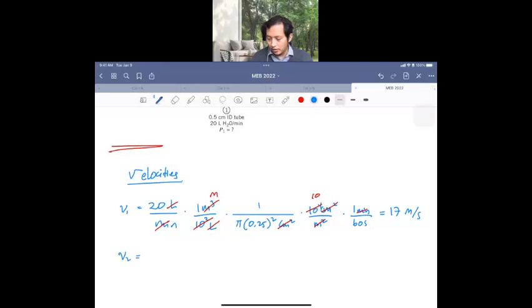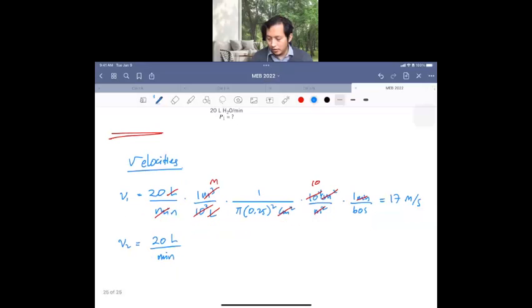The second velocity, we still have the same amount, liter per minute. Convert. The difference is in the diameter. This is 0.5 radius. This will turn out to be 4.24.